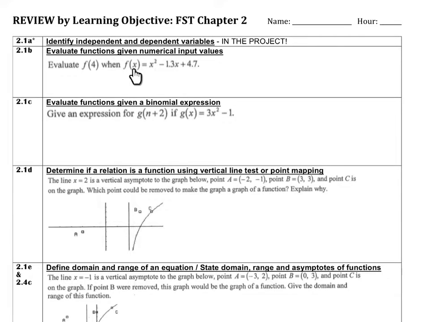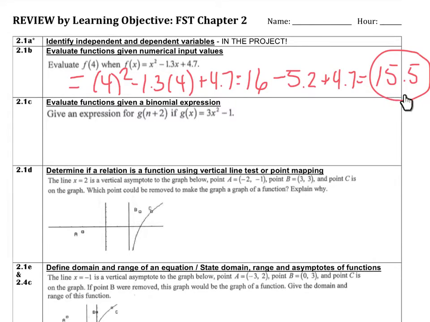Notice that f of x here now wants you to put a 4 in the place of an x. So you're going to take the 4 and replace all the x values with that and simplify and see what you get. When you do that, you will get the answer of 15.5. Be careful when you go in here. We're going to do our exponents first, then we multiply, and then we do the adding.